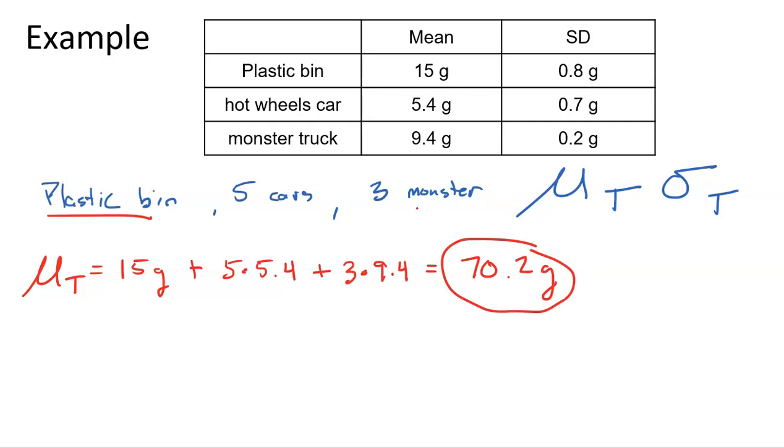Now, again, every car, every monster truck, even the plastic bin varies. So it could be a little more, it could be a little bit less. That's certainly what I expect it to be. But because all of these things vary, there's going to be a standard deviation for that total as well.